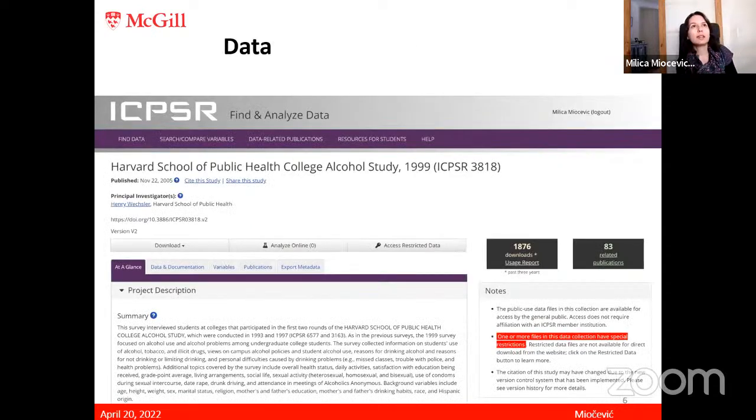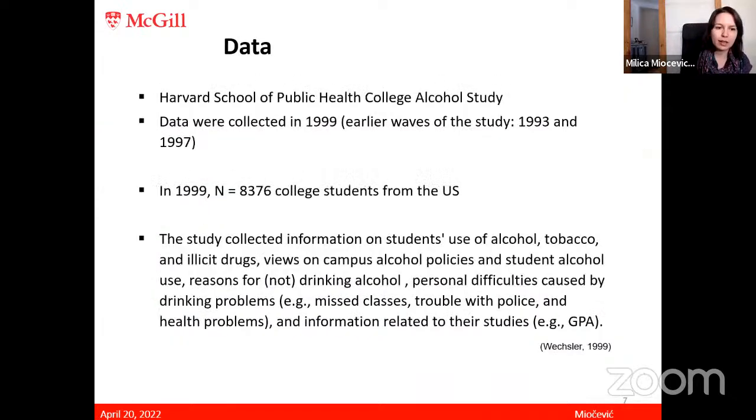Let's take an example data set. I found this data set online from a public database. In my research, I don't collect my own data, and I'll link back to why this is important. This was an example from the Harvard School of Public Health College Alcohol Study. These data were collected in 1999.